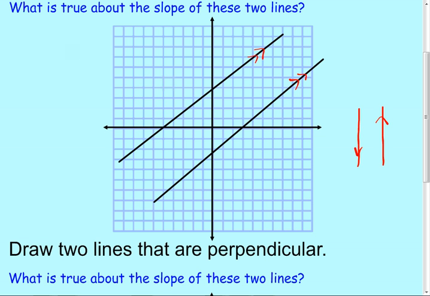And you might have to move back the table. I understand. Okay, so the slopes are what? What's true about the slopes here? Are they equal or not equal? They're equal. So if I have parallel lines, I have equal slopes.